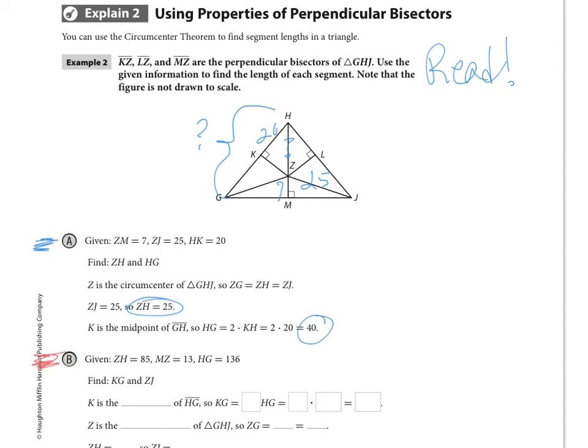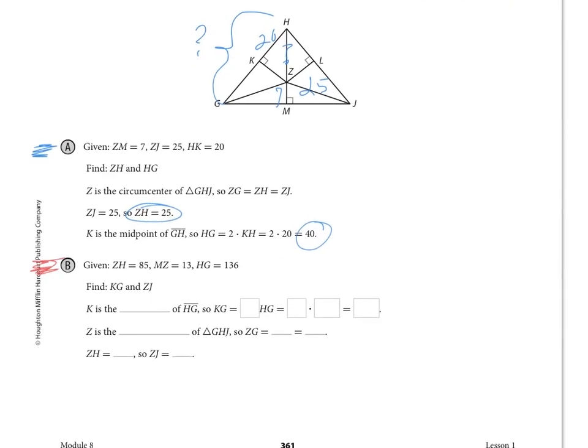Okay, next I'm going to switch colors here for part B. And again, we're still using the same initial conditions, that Z is the circumcenter, or the intersection of all the perpendicular bisectors. This time we are told that ZH is 85. That's this piece right here. And that MZ is 13. So I'm going to take 7 out of the picture, and MZ is now 13.